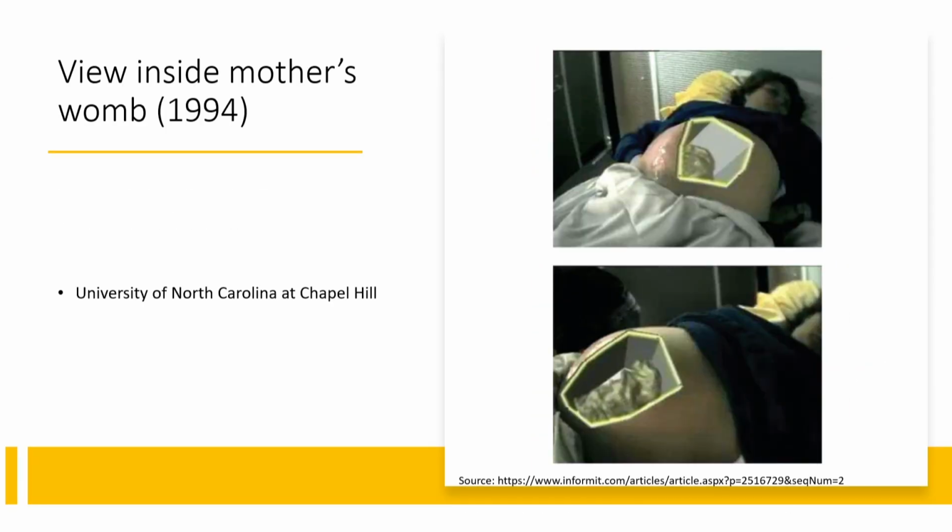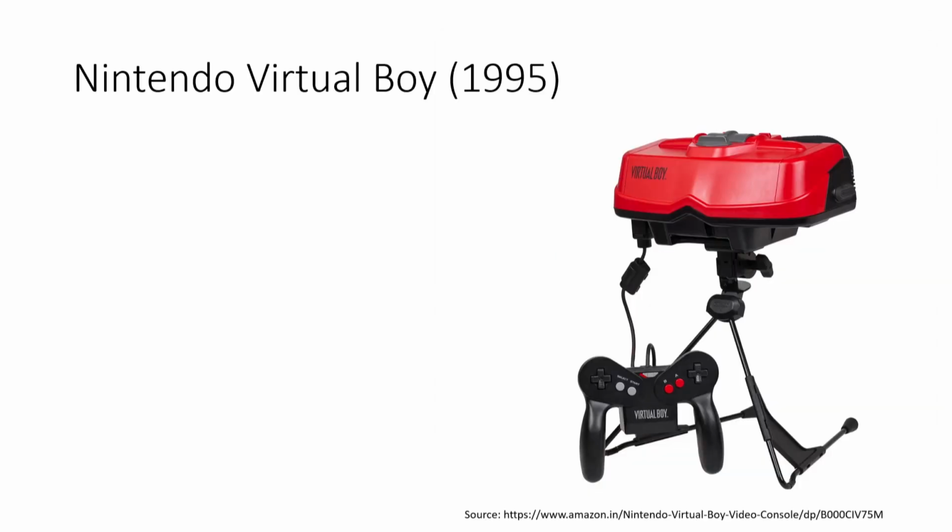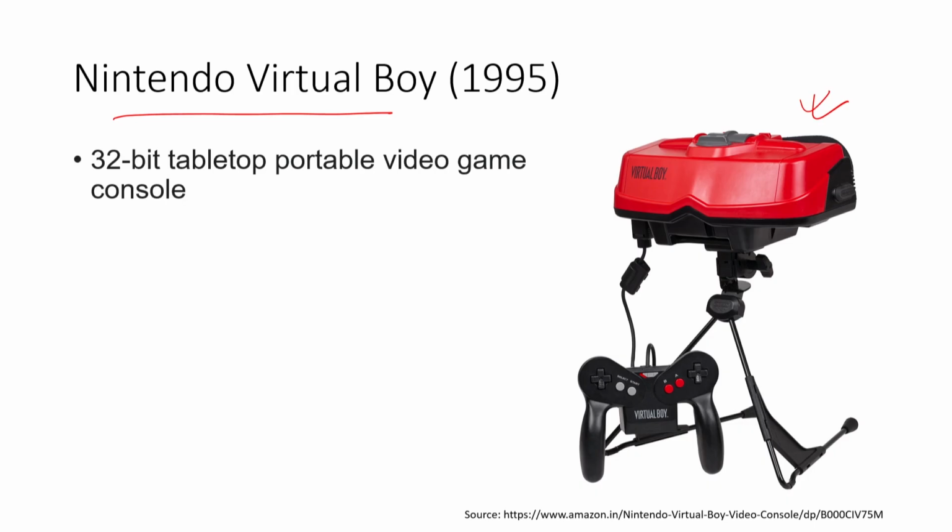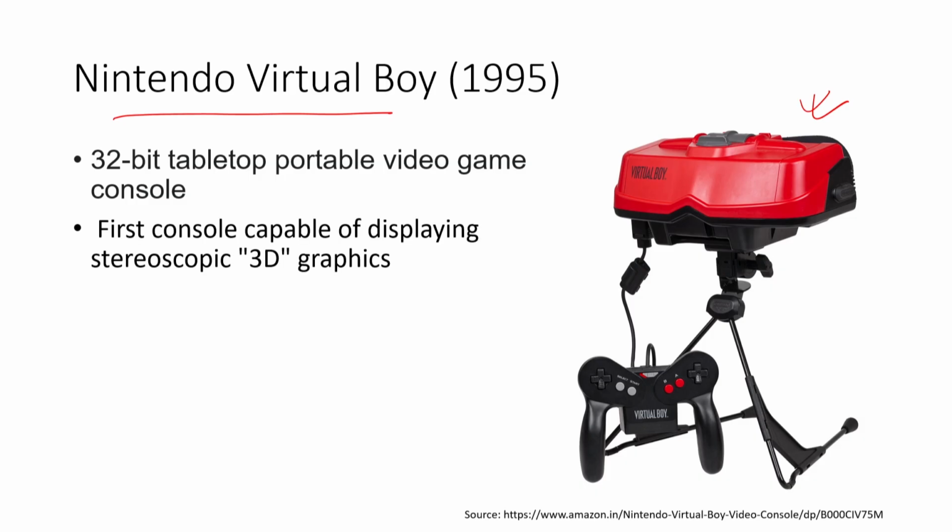This is a view inside of the mother's womb from 1994. This was developed at the University of North Carolina at Chapel Hill, and you can see there is an overlay on top of the woman's stomach that shows the likely location of the fetus. In 1995 came the Nintendo Virtual Boy. You can see an image of that here. Now, Nintendo was able to develop a 32-bit tabletop portable video game console. This was probably the first console which was capable of displaying stereoscopic 3D graphics.